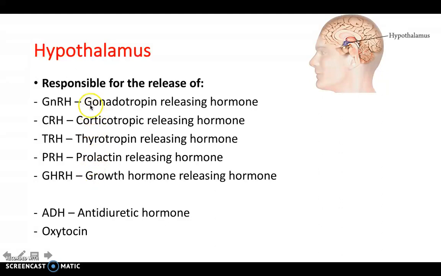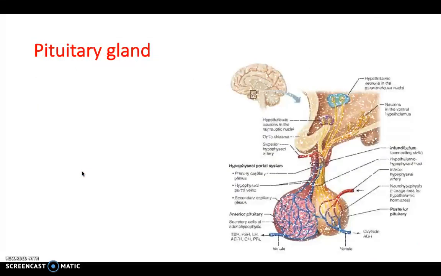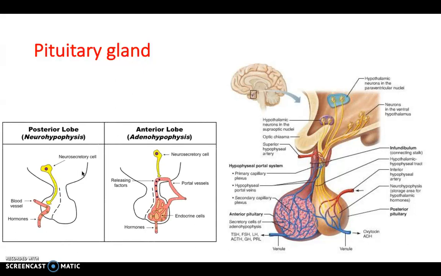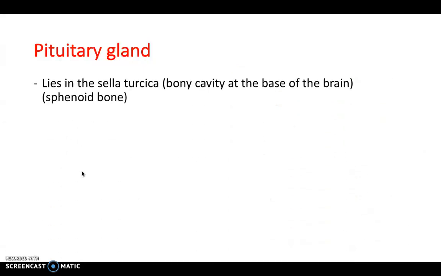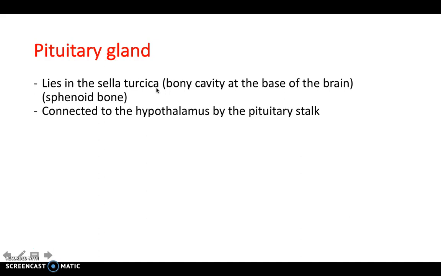These hormones here are the ones that act on the anterior pituitary to cause the anterior pituitary to release a different hormone. This may seem a little confusing now, but it's good to think of it when you understand the pituitary gland as well. So the pituitary gland lies in the sella turcica, which is a bony cavity at the base of the brain, and it's connected, as we've said, to the hypothalamus by the pituitary stalk or the infundibulum.